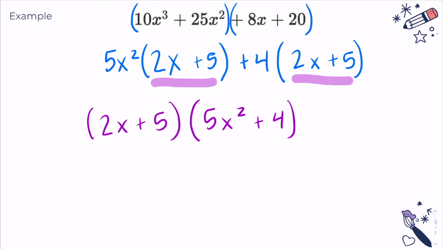If you want to check your answer, just double distribute. If you just double distribute here and combine like terms, if there are any, you can end up with your original problem. All right, let's look at one more factoring by grouping.